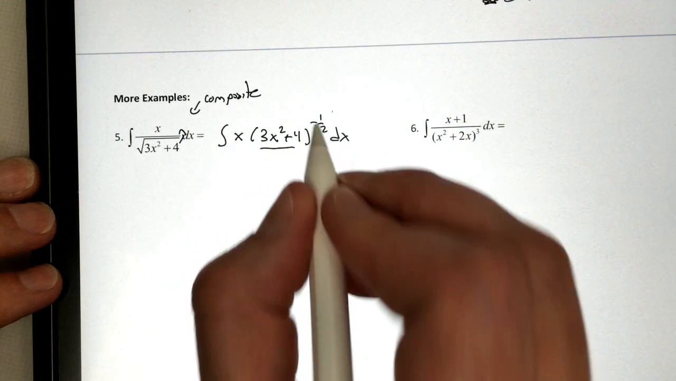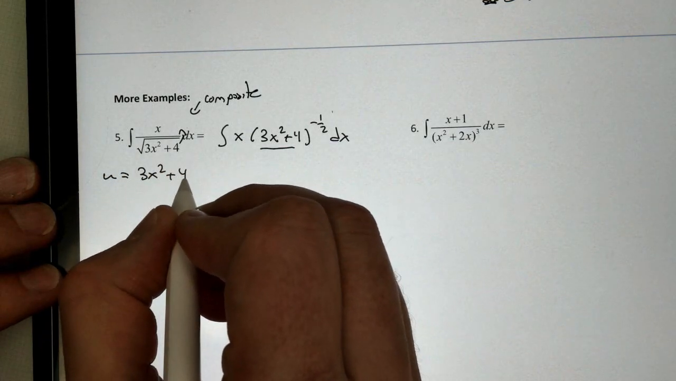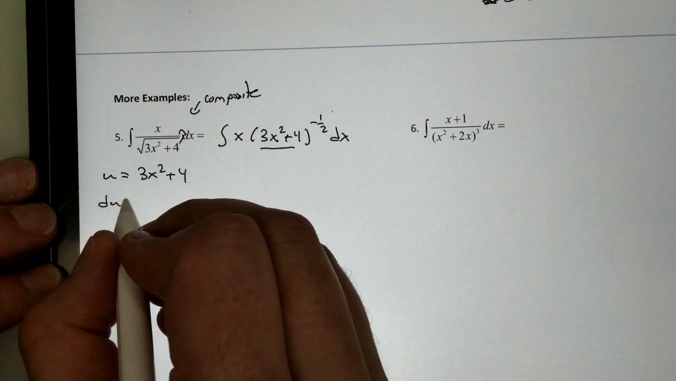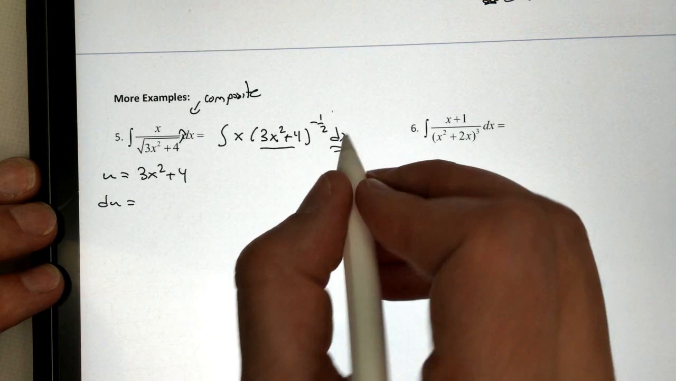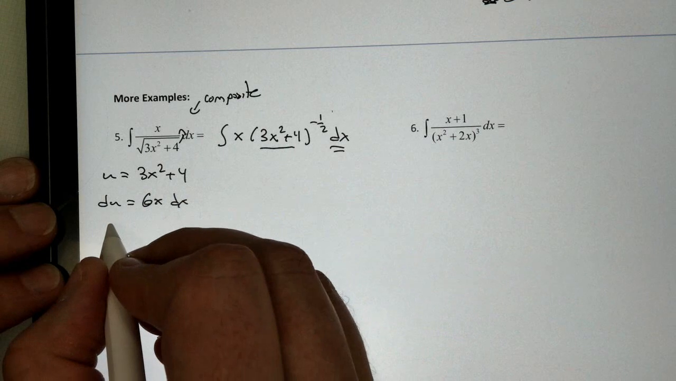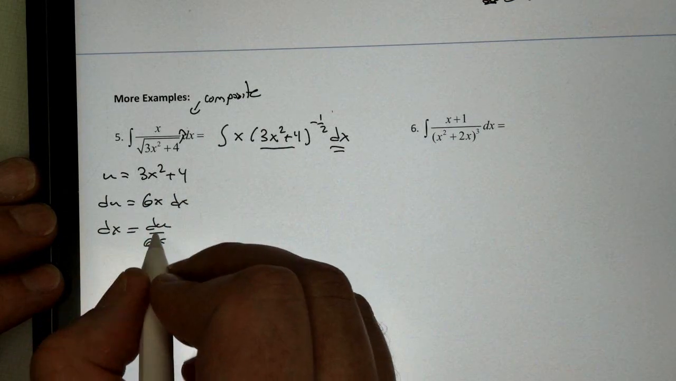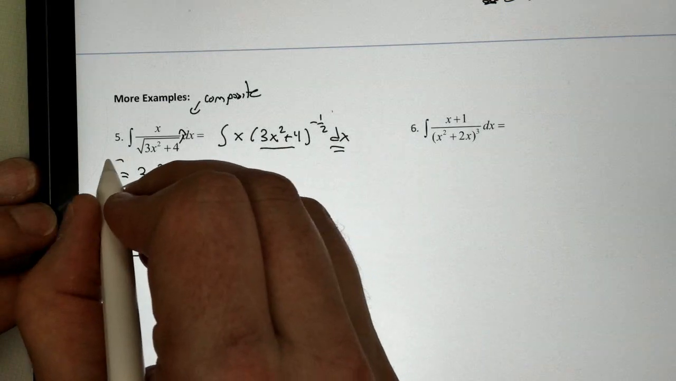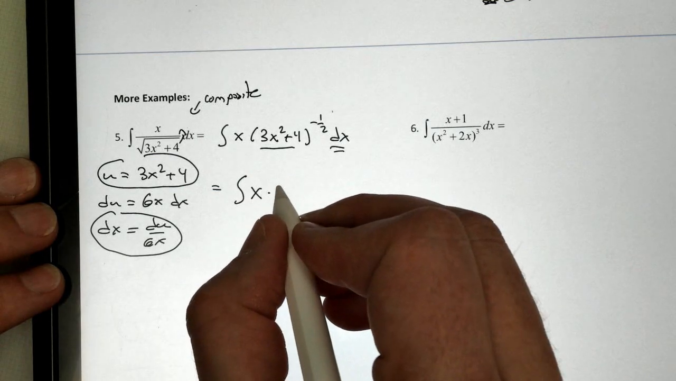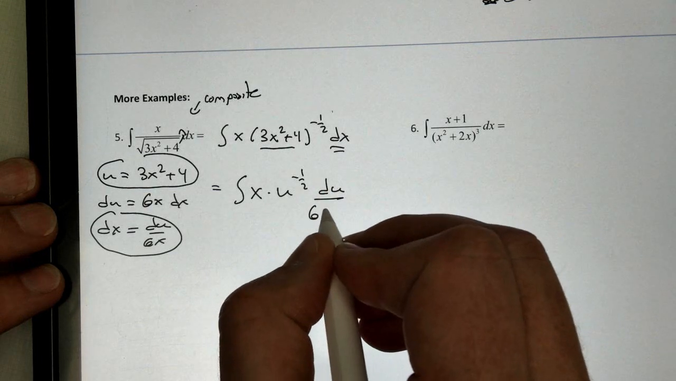For u substitution, u is going to be the inside part, so u is going to be this 3x squared plus 4. Taking the derivative, remember, that's going to replace this one. The du, to replace dx, I've got to take the derivative with respect to x. That gives me 6x dx, which is just dx is du over 6x. We're going to replace now. When I replace this, the x stays here. This is being replaced with u to the negative 1/2, and I've got this du over 6x.